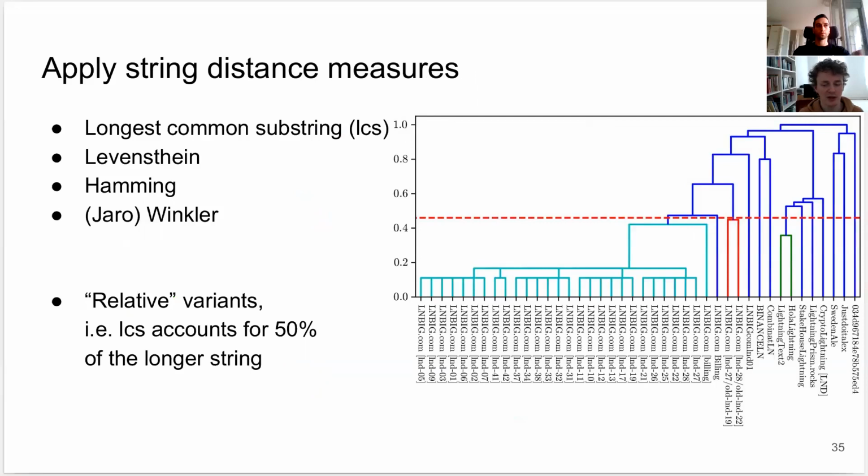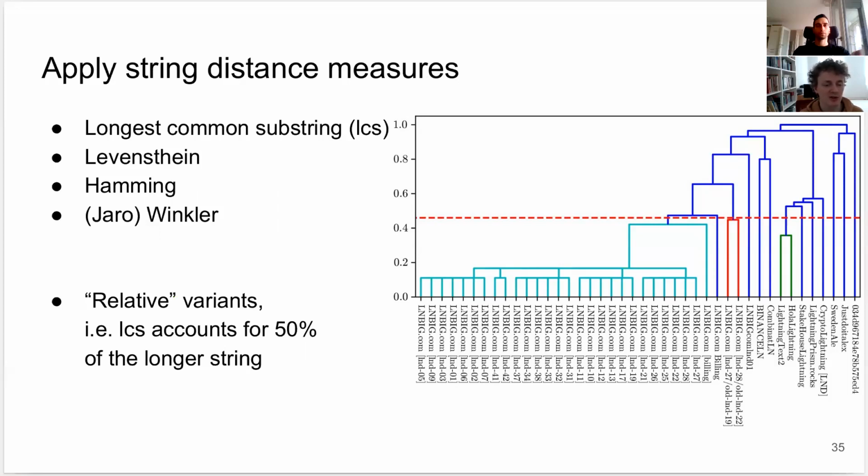Now, to evaluate this in more detail, we need to look at different string distance measures because we need to pick one. And there are many to choose from. One, for example, is the longest common substring. Many other popular ones are Levenshtein distance, Hamming distance, and a couple of other ones. And we also devised relative variants of these. So for example, if the longest common substring accounts for a certain portion of the longer string, say 50%.